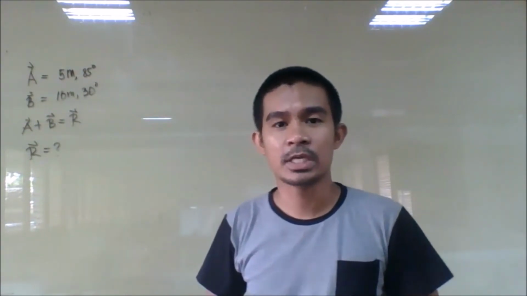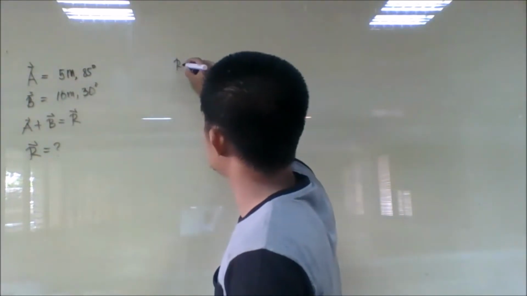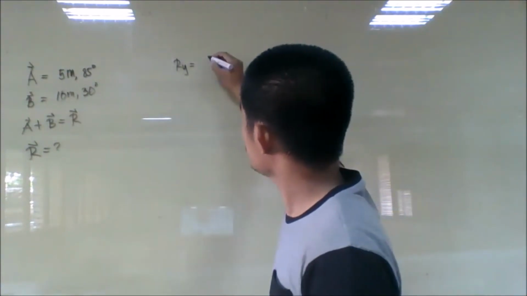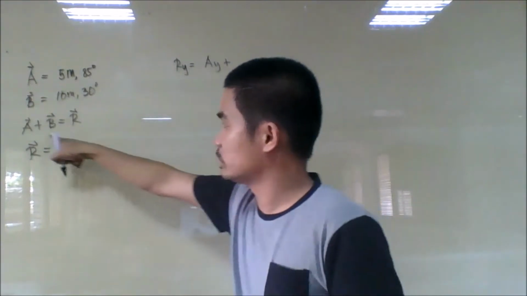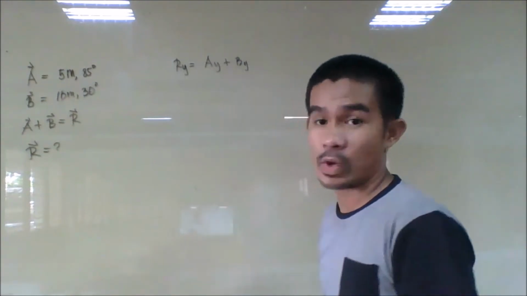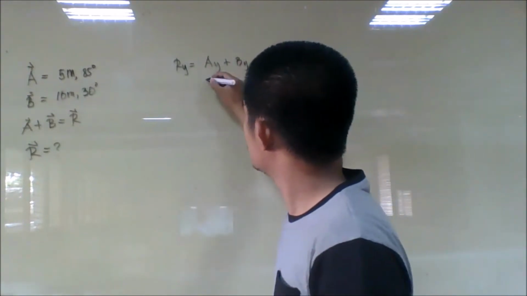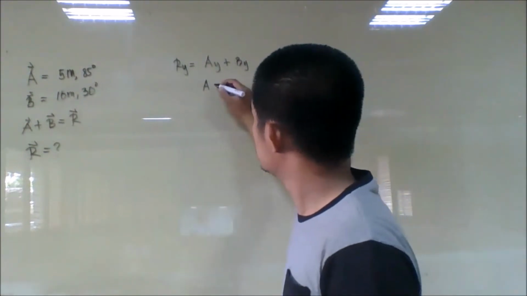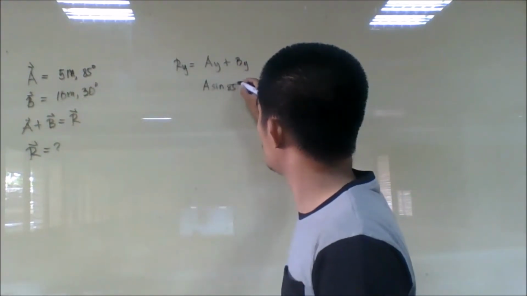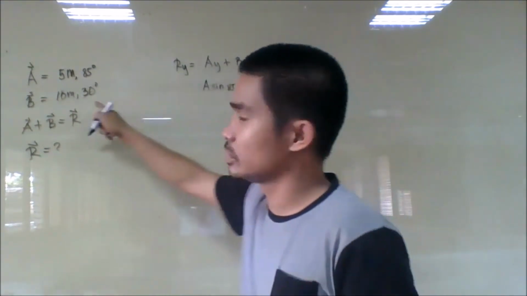So let us find first the y component of vector R. The y component, which is r of y, is equal to a of y plus, since you have plus vector B, b of y. And what is this a of y? This is the component of vector A, sine of its direction, which is 85 degrees, plus b of y, sine of its direction, which is 30 degrees.